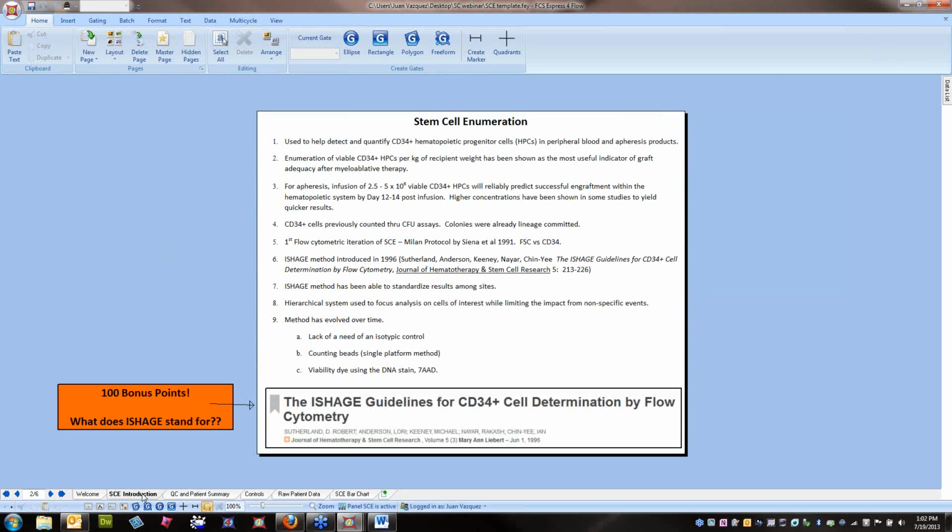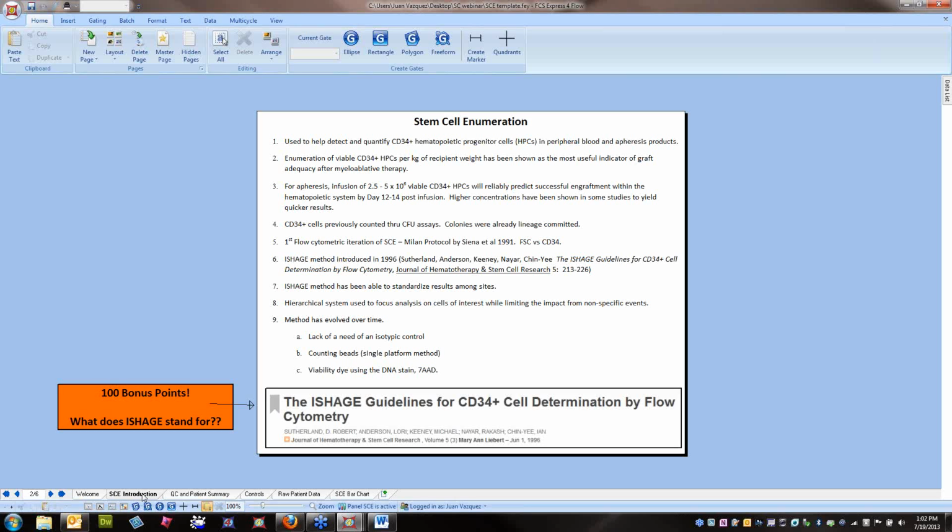We'll start talking about stem cell enumeration, and just as an introduction, stem cell enumeration is a clinical application. It's an assay that's used to help detect and quantify CD34 hematopoietic progenitor cells. The enumeration of these viable CD34 positive cells per kilogram of recipient weight has been shown to be a very useful indicator of whether or not graft success has been achieved within a patient after myeloablative therapy.